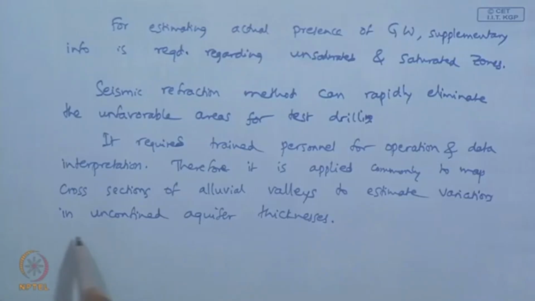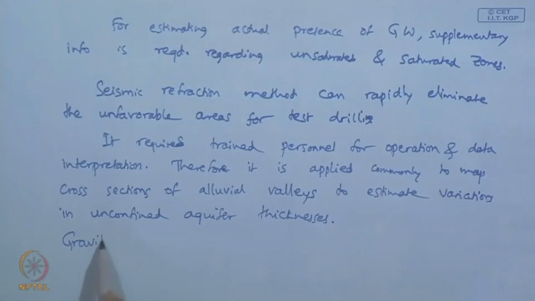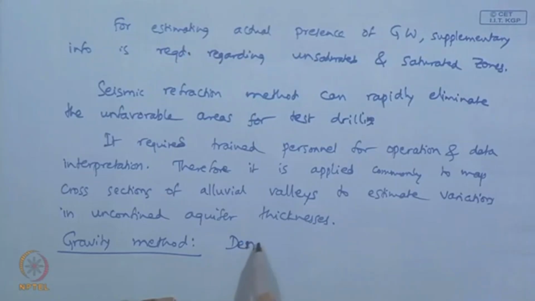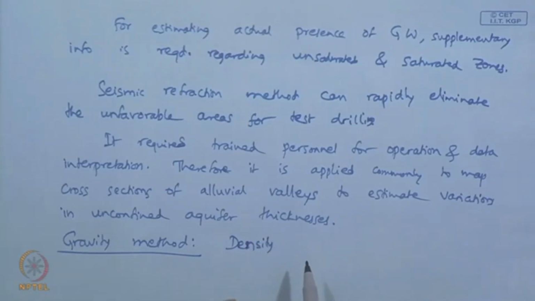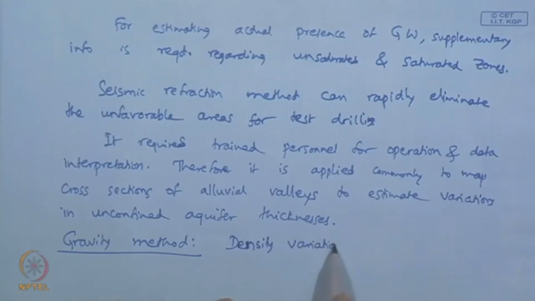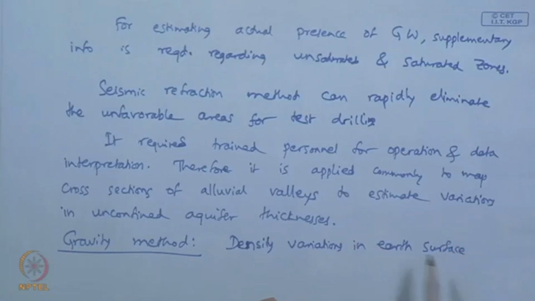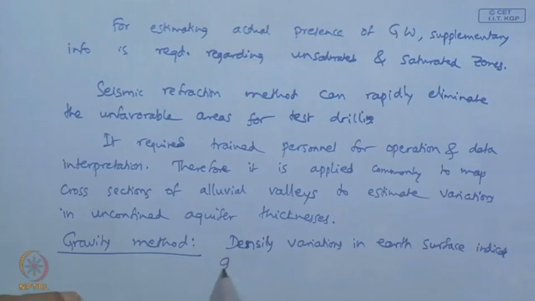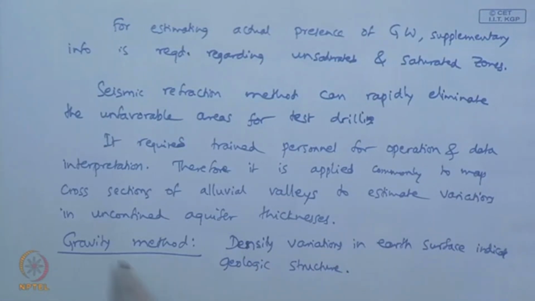So, now let us go to the gravity method. In this gravity method, density variations in earth's surface indicate geologic structure. So, this is the principle on which the gravity method is based.